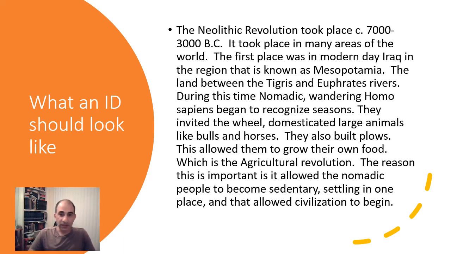They invented the wheel, domesticated large animals like bulls and horses. They also built plows. This allowed them to grow their own food, which is the agricultural revolution. The reason this is important is it allowed the nomadic people to become sedentary, settling in one place, and that allowed civilization to begin.